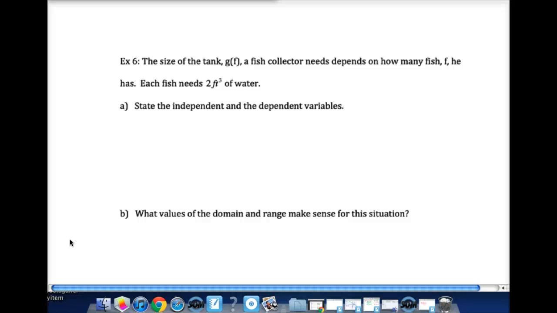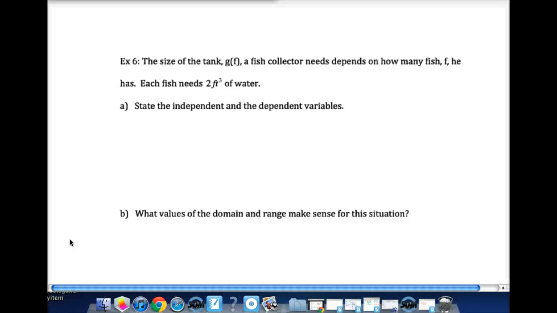A fish collector needs, depends on how many fish, F, he has. He knows that each fish needs 2 cubic feet of water. 2 cubic feet of water, guys, is about this much. It's a cube. Each fish needs this much space. The more fish he has, the more water. The bigger the tank, the more water he needs.